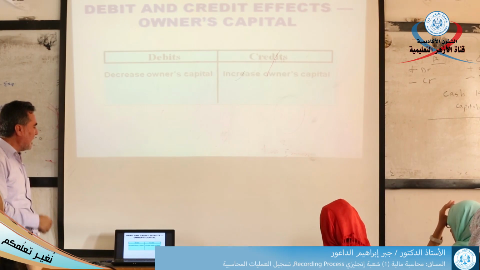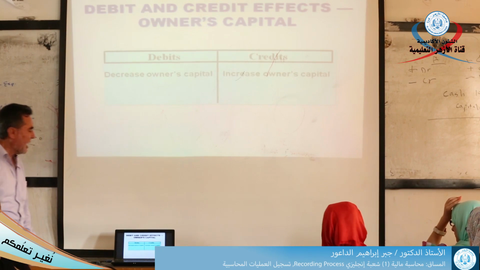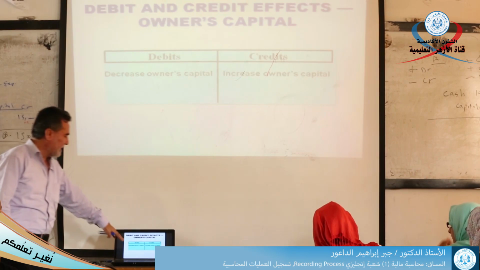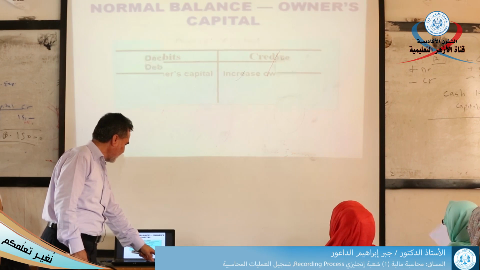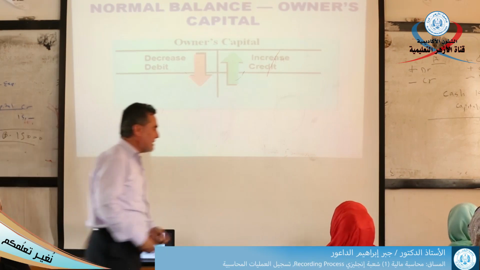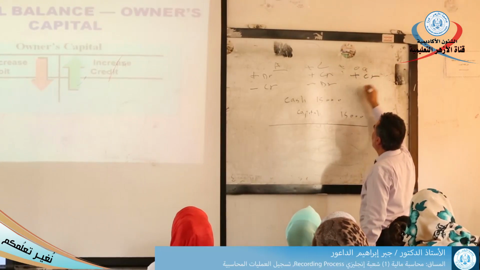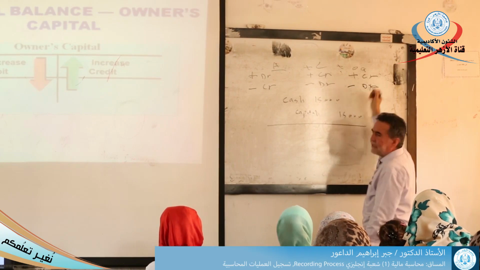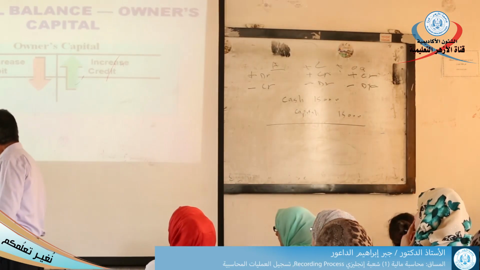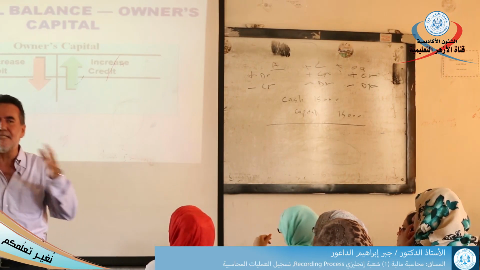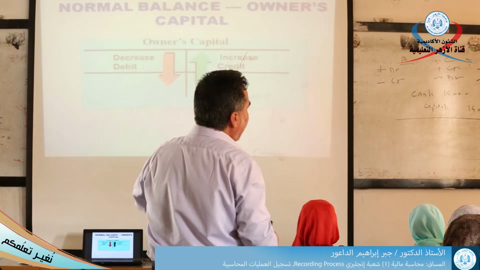Debit and credit affect owner's equity. Owner capital: decreased is debit, increased is credit, the same as liabilities. Owner's equity is like liabilities: increased CR, decreased DR.